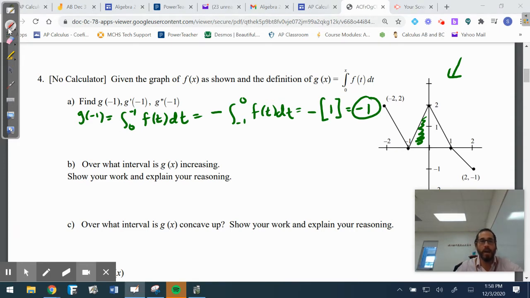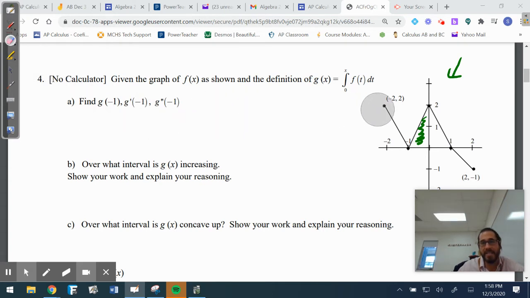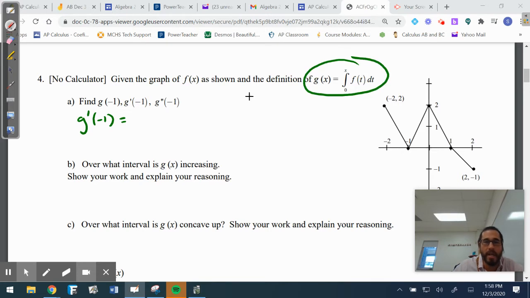All right, here we go. I would have got that one wrong. Now I've got to erase this just because I need the room. This marker writes a little bit big, but that's nice for you guys at home. g prime of negative 1. What the heck is g prime of negative 1? In order to do g prime of negative 1, I've got to find g prime of x. Well, g prime of x is equal to the derivative of an antiderivative, only one variable. Let's plug that in. So that means g prime of negative 1 is equal to f of negative 1.